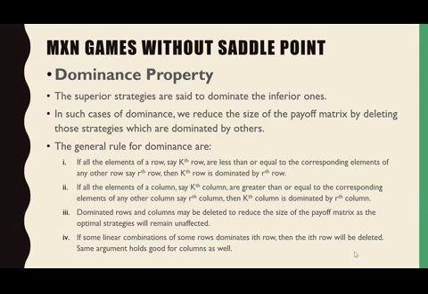This property is used whenever we are solving an m cross n game, right? The structure of the problem will be an m cross n game without a saddle point. So here, the basic concept that we use is that superior strategies, or better strategies, or more optimal strategies will always dominate the inferior or suboptimal or non-optimal strategies.